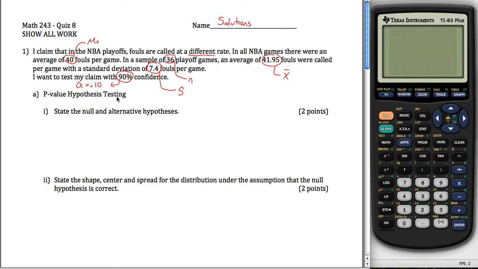Okay, so first we're going to do the p-value method here. We want to state the null and alternative hypotheses. The alternative hypothesis is our claim. It's going to be in terms of mu. And in this case, since it says a different rate, it's a two-tailed test. It says mu does not equal mu naught, which is 40. And our null hypothesis is always that mu equals mu naught, so it's mu equals 40. And I'm going to write down here parenthetically that this is a two-tailed test.